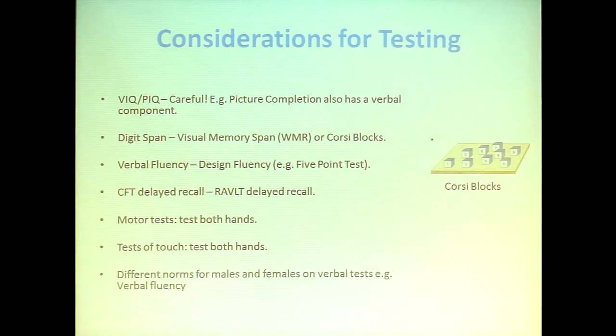With motor tests, you normally start with the dominant hand first. And also tests of touch. For example, if you're writing letters on a person's hand or something, or you're doing an astereognosis task where you're asking them to close their eyes and you put an object in their hand, they need to feel it, make sure you test both hands. And then always look out for different norms for males and females on verbal tests, like verbal fluency.